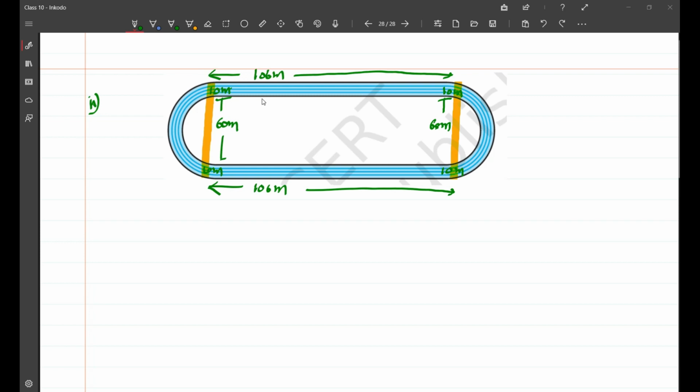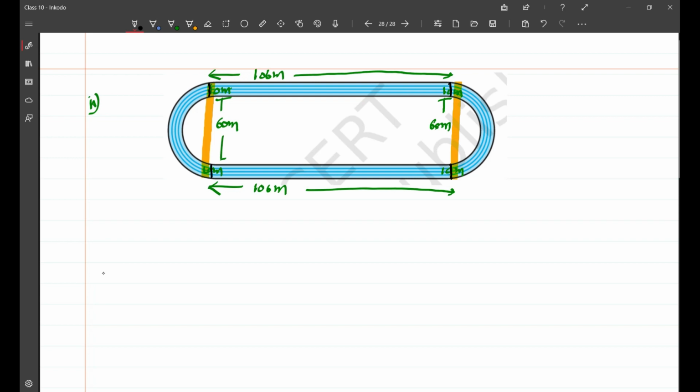Let's see the second part. In the second part, they are asking you to find the area of the track. See this figure carefully. Let me use another color. From here to here it is a rectangle, and from here to here also it's a rectangle, and there are two semicircular ends. But we need only the shaded portion. From the outer semicircle, if we subtract the inner semicircle, then we'll get the area of the shaded semicircular portion. Let's see how to find out.